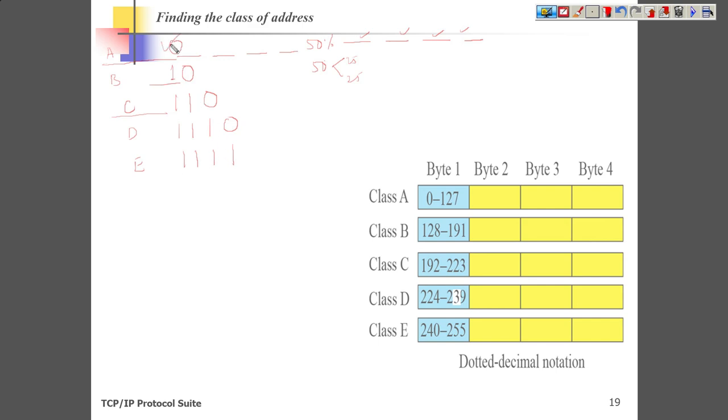So if the first bit is 0, this is class A. If it is 1 and 0, this is class B. Similarly, if it is 1, 1, 1, 1, we can say this is class E. So easily we can find out to which class this address belongs.